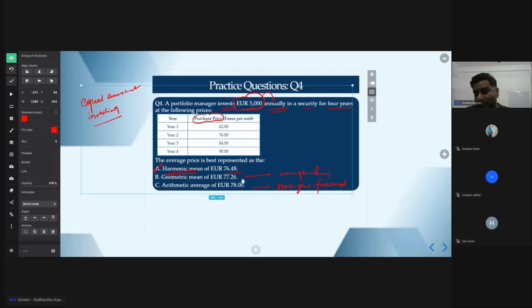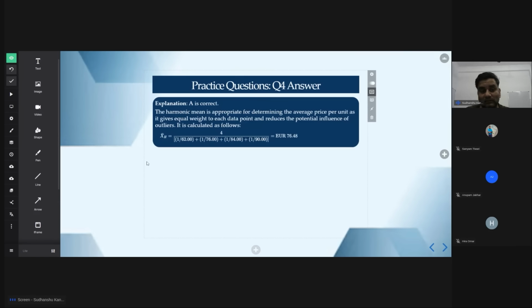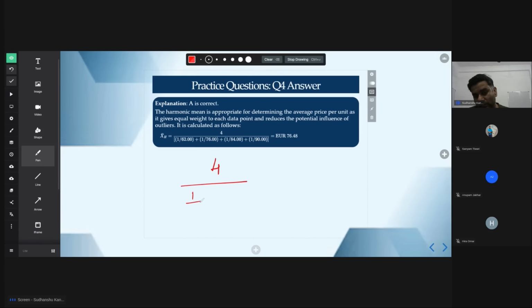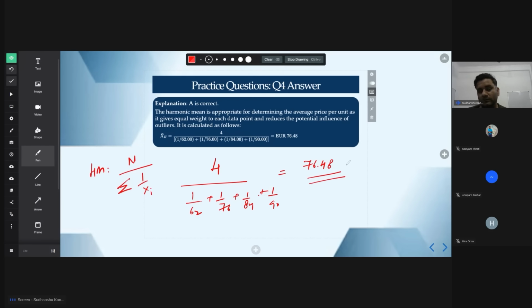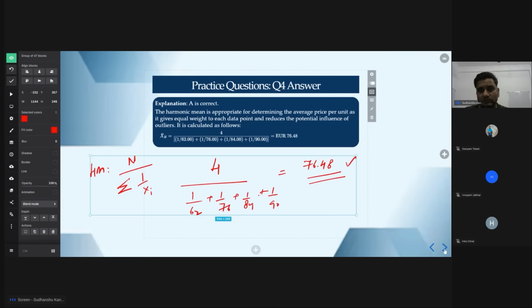And then how do you find this? Then you have n divided by the sum of 1 by x. That is what is happening here, right? See, n is 4, and then 1 by 62 plus 1 by 76 plus 1 by 84 plus 1 by 90, right? Then it came out to 76.48, right? So the formula for harmonic mean was n over the summation of 1 by xi, right? I told you 1 by xi, right? So you have to solve it, okay? So that is what we have. So pretty straightforward. Go back and practice it. Obviously, you will get the notes, etc. But go back and practice.